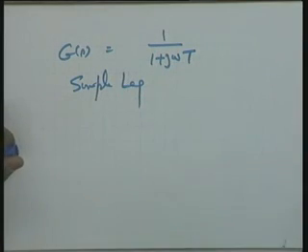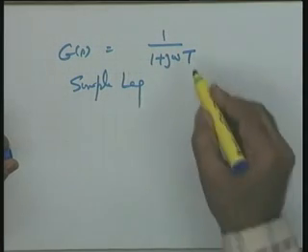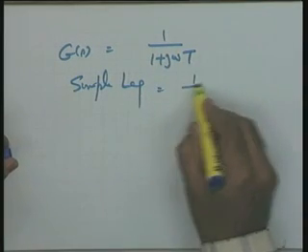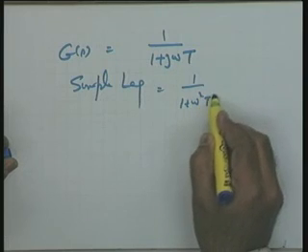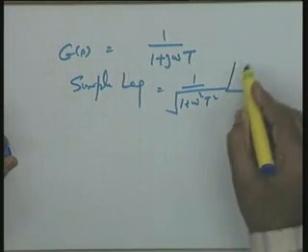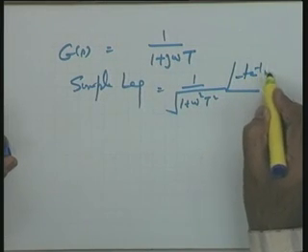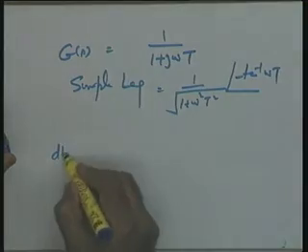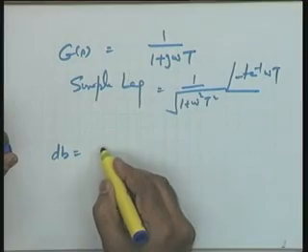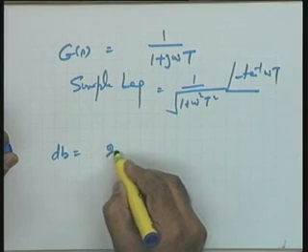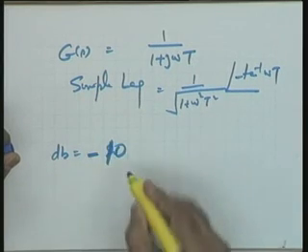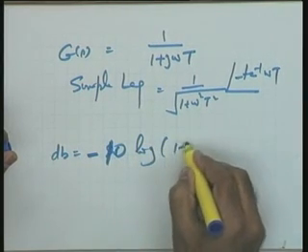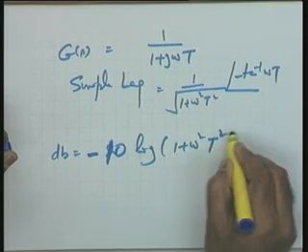Now, here you see that as far as the magnitude is concerned, this can be written as 1 over the square root of 1 plus omega square T square, with angle minus tan inverse omega T. Let us first look at the magnitude. dB equal to what, please? dB in this particular case you find is minus 10 log of 1 plus omega square T square.